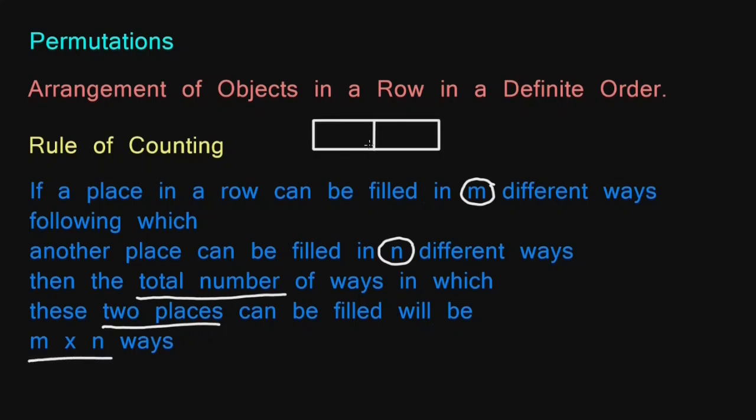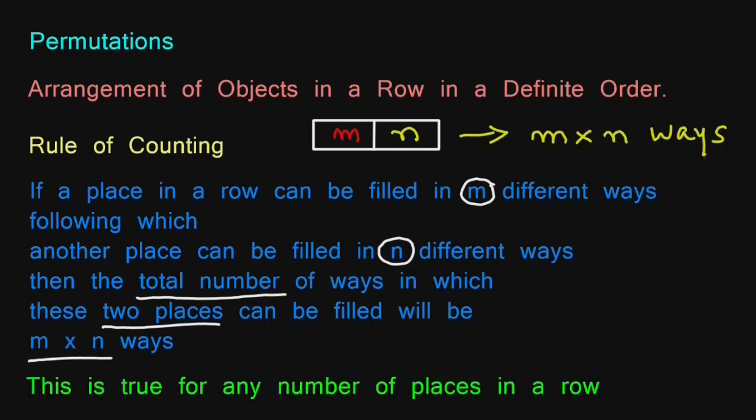Suppose we have to find the number of ways in which these two places can be filled. Suppose the first place can be filled in m different ways, and after that the second place can be filled in n different ways. Then the total number of ways in which these two places can be filled will be m multiplied by n ways. And this is true for any number of places in a row. We will verify the rule of counting through some examples.